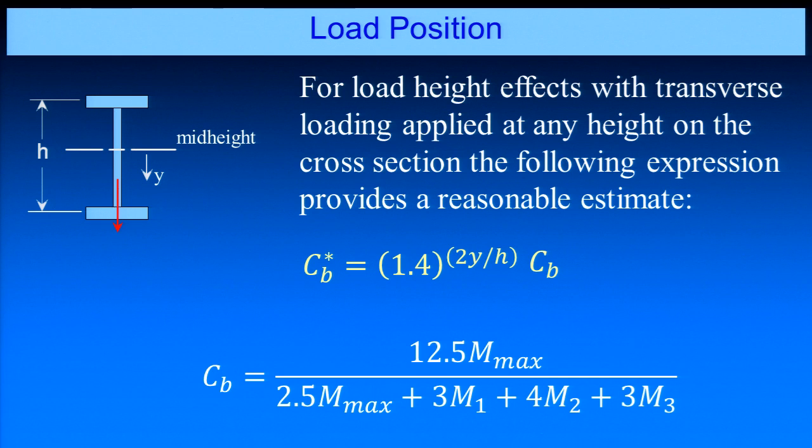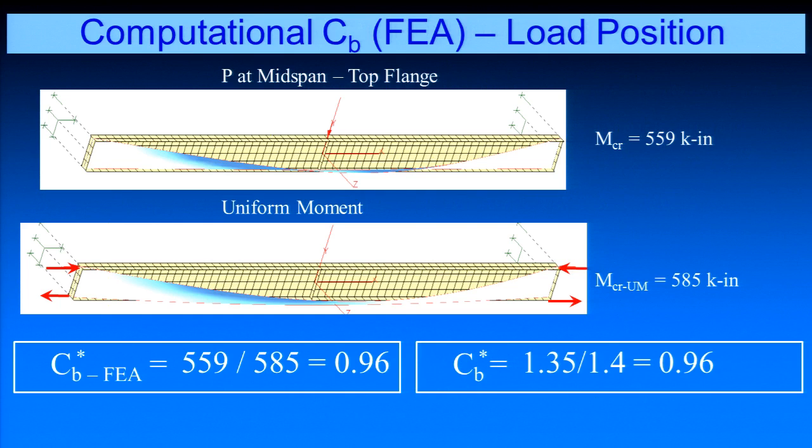So here, h is the depth of the beam, say the distance between flange centroids. y is the point of load application relative to mid-height. Anything below mid-height is positive, anything above mid-height is negative. Therefore, if I have top flange loading, y equals minus h over 2. And my modified C sub B factor would be C sub B divided by 1.4.